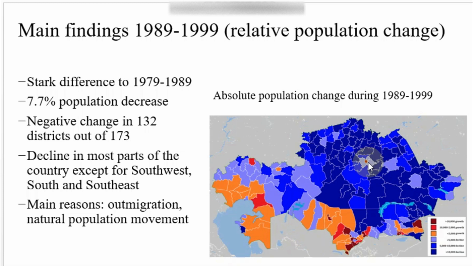We can see here a few exceptions in the northern half of the country. These are Aktobe city, and this is Astana, which became capital in 1997. This is the main reason that explains the huge population growth in this particular area. And this is one of the oil-rich districts of Kazakhstan.